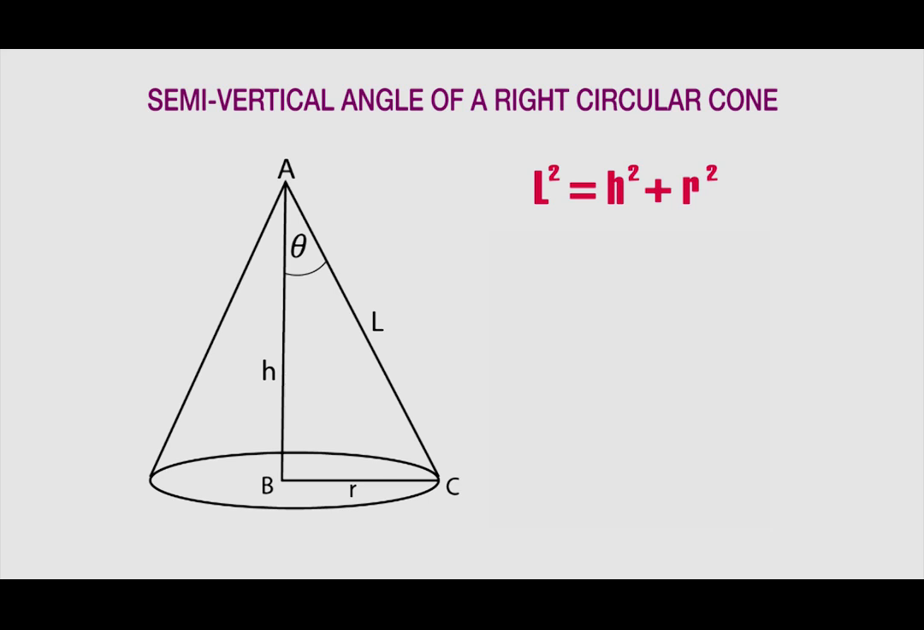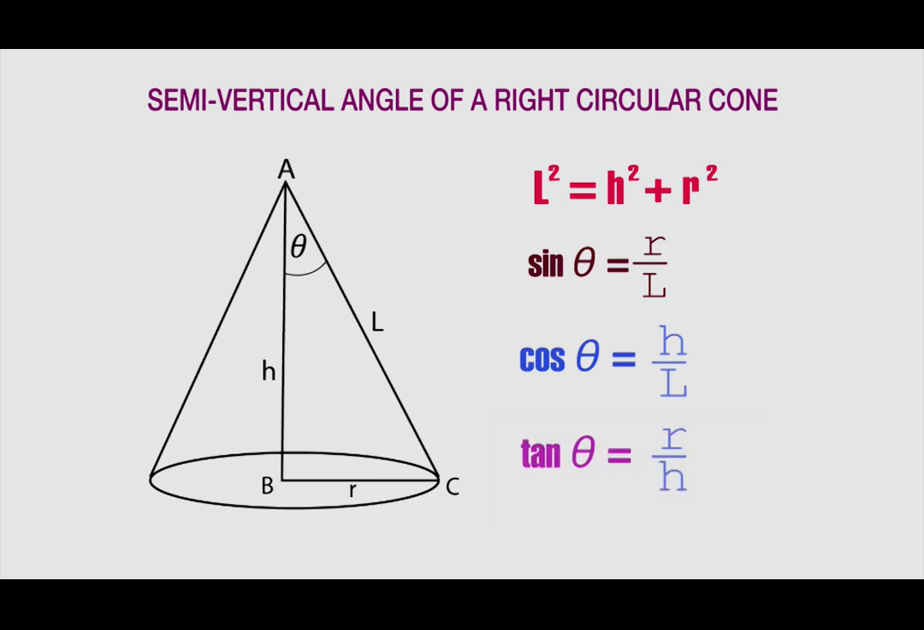So in finding theta, one, we can use sine theta, which is R divided by L. We can also use cos theta, which is H over L. And we can use tan theta, which is R over H. We then find the inverse of the trig function to get angle theta.